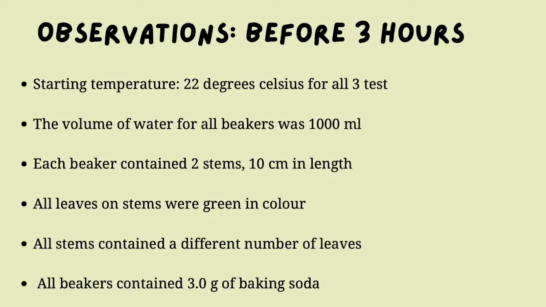We observed that before the 3-hour period began, the 3 1-liter beakers containing the plant were all equal in temperature at 22 degrees Celsius, and that the starting volume of water and baking soda solution were all at 1,000 milliliters. The beakers contained an equal amount of 3 grams of baking soda, and all the liquid mixtures were transparent. All the beakers also contained an equal measurement of 10 centimeter stems, with each beaker containing 2 stems. All stems were green in color, however, each of the stems contained a different number of leaves.